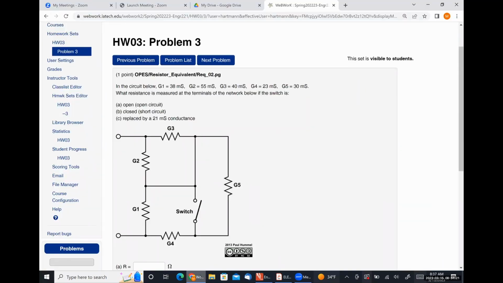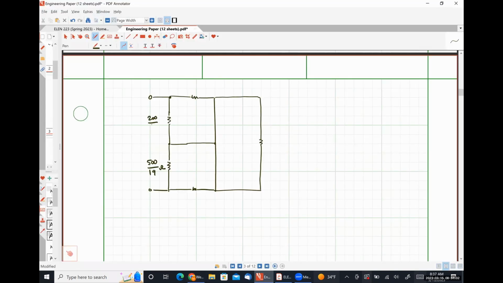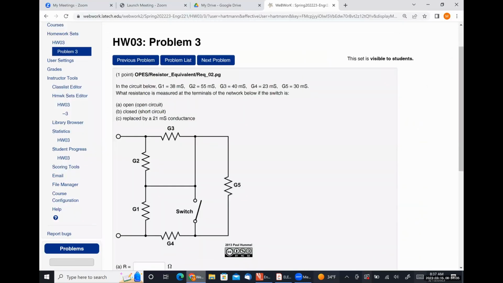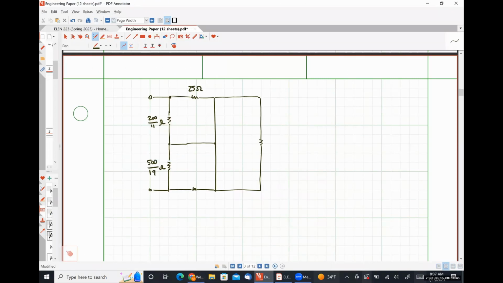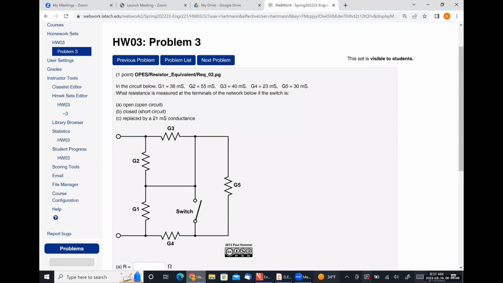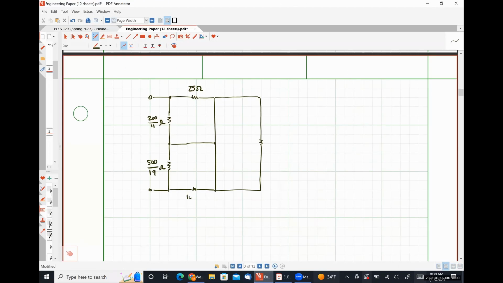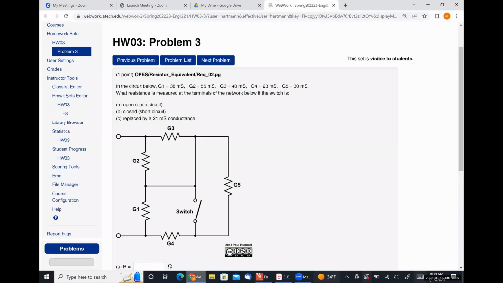G2 is given as 55 millisiemens. So 1/55 × 10⁻³ is 200/11. G3 is 40 millisiemens, so 1/40 × 10⁻³ is just 25, so that's a nice normal number. G4 is 23 millisiemens, so 1/23 × 10⁻³, 1,000/23. And then let's look at this G5. So 1/30 × 10⁻³ is 100/3.